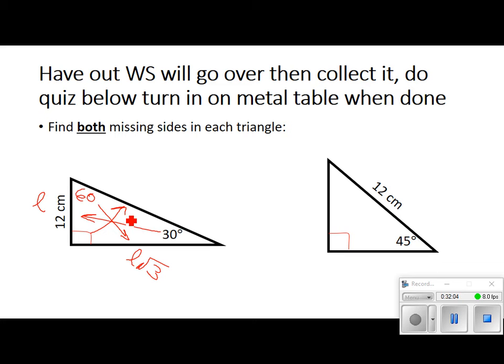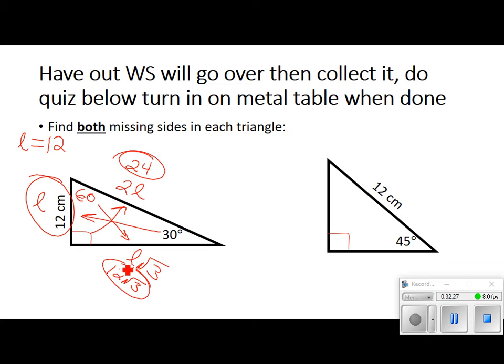Side across from the right angle, 2L. Which one do we know this time? L. So L equals what? 12. Once we know L is 12, how long is this side? 24. 2 times 12, which is 24. That was one of your answers. How long is this side? 12 radical 3. That's your other answer.